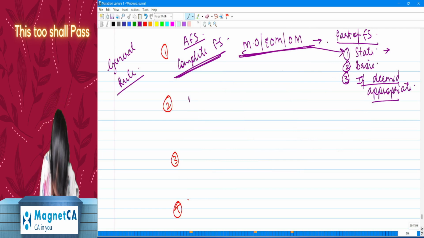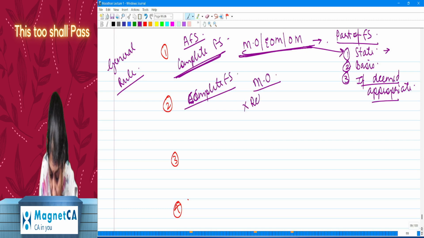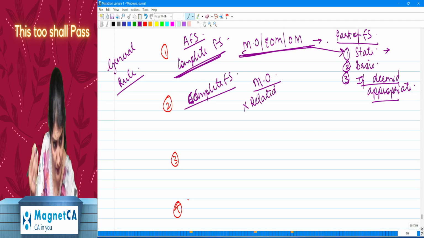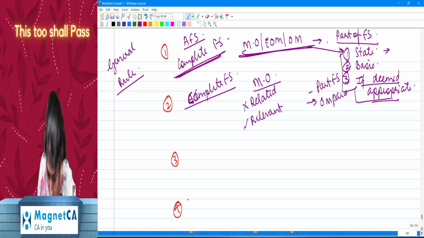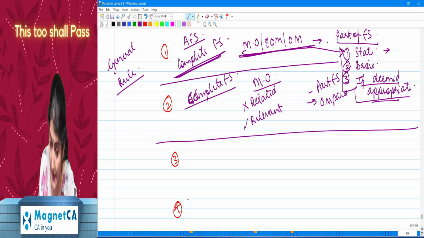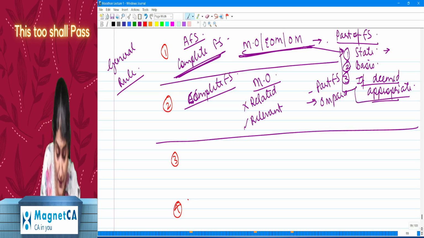Right? If the auditor's report on the complete financial statements has a modified opinion and you think that modification is not related to the part, but you think it is relevant to the part, then in your audit report of the part, you may put it under the other matter paragraph. You may put it under the other matter paragraph. Then point number 3. Now, what is the point number 3? It is the exception.